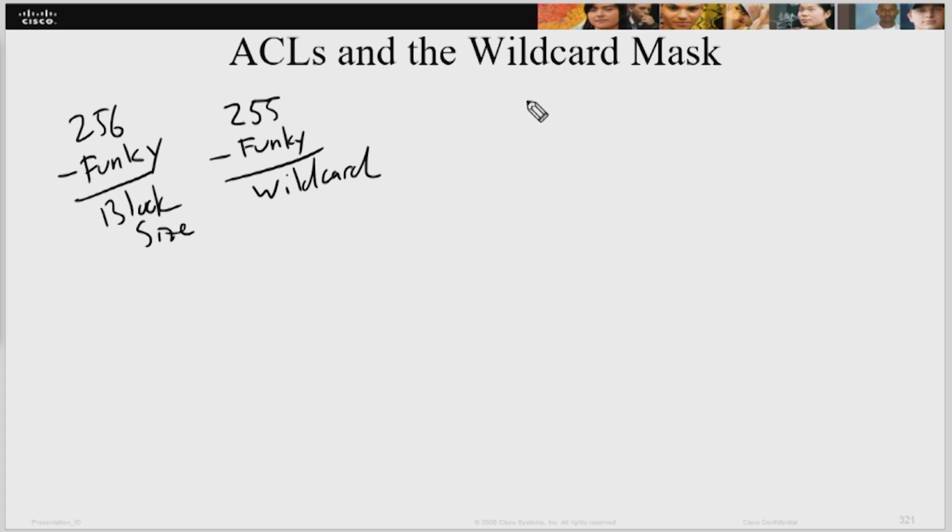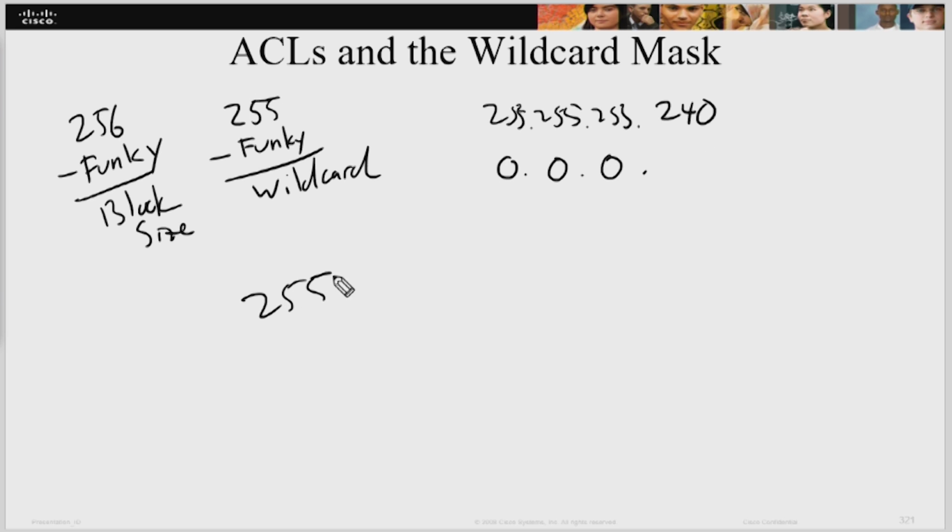So if I do 255.255.255.240, and I want to know what the wildcard mask is for 255.255.255.240. Again, what I end up doing is taking, well, I know that all the 255s are zeros, so now I just need to know what 240 is. So 255 minus 240 is 15. 15. Does that make sense?